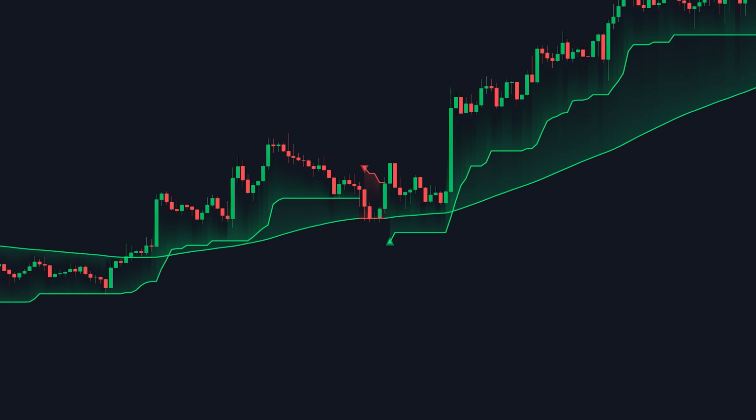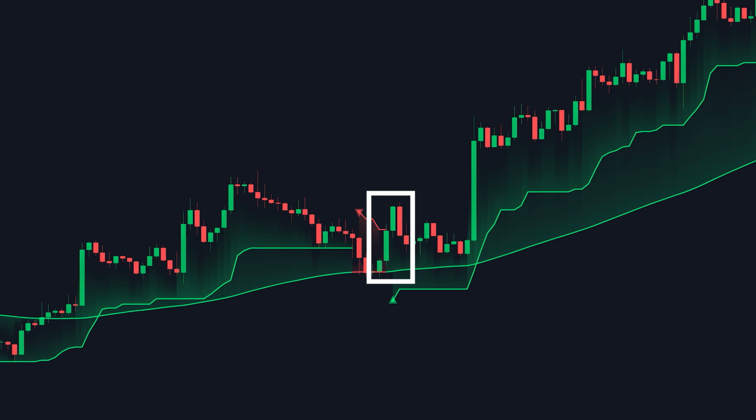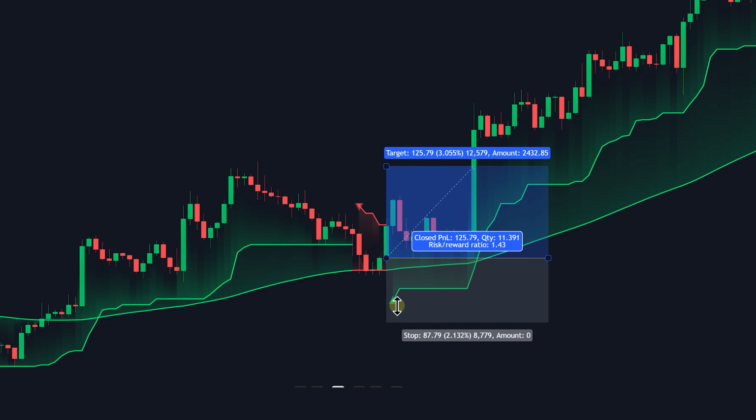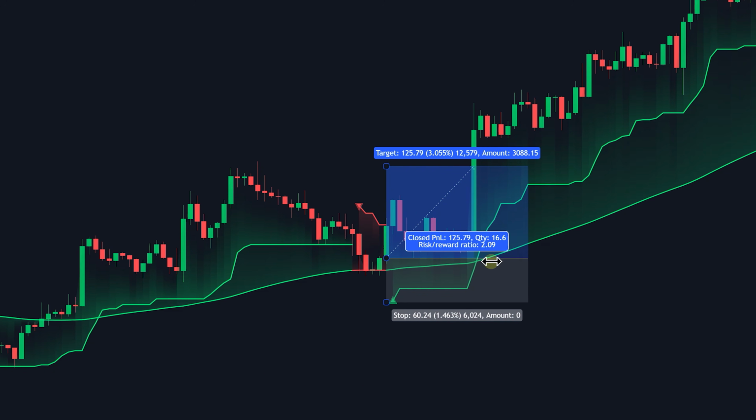Condition number 3 is that the pullback must show signs of rejection. This could be a bullish engulfing candle, a hammer candle, or any strong bullish continuation pattern. Once all conditions are met, we enter a long position at the close of the confirmation candle. The stop loss goes below the pullback low. For the take profit, we're going to target 1.5 times our risk. We let the trade run. And as you can see, the trade was profitable.